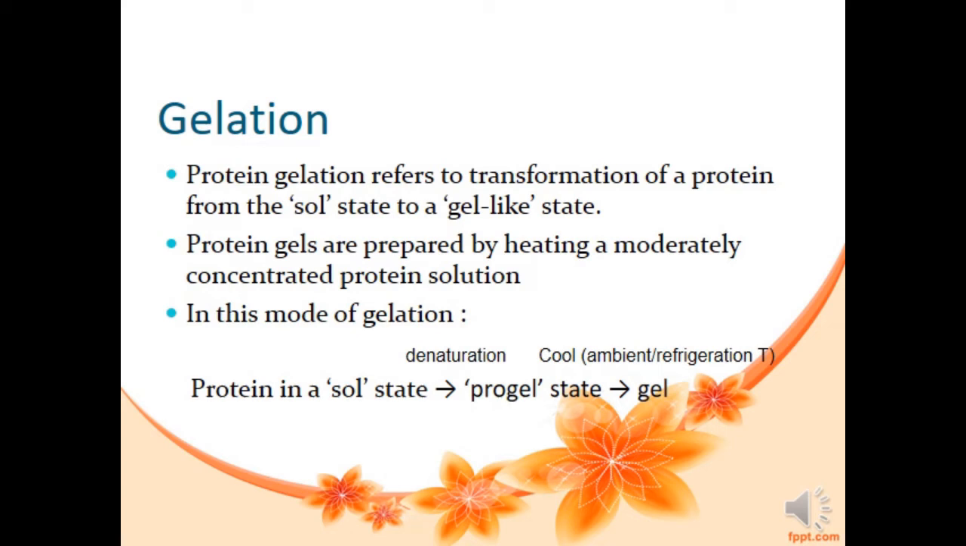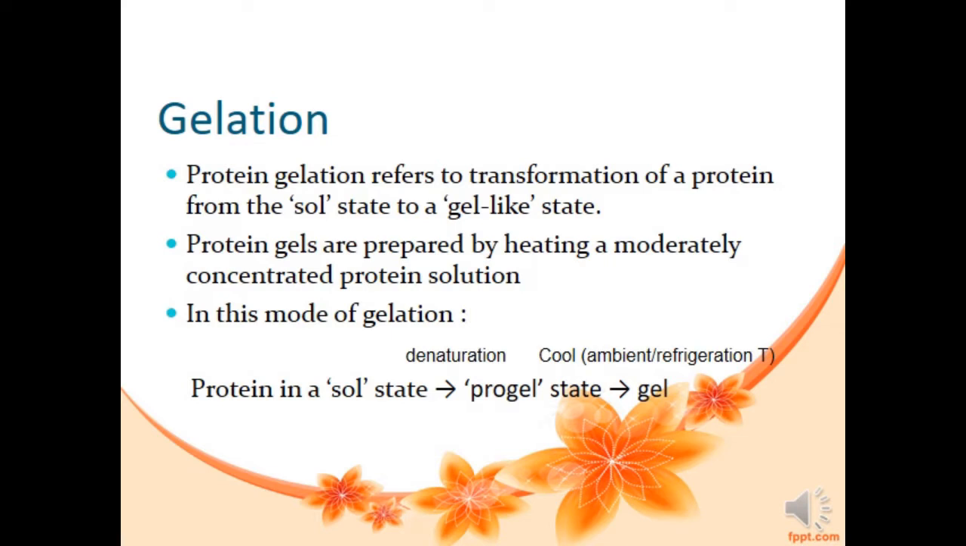The second part of protein is gelation. So what is protein gelation? Now, protein contributes significantly to the physical properties of food, and that includes its ability to build or to stabilize gel, foam, emulsion, and many more. So this gelation actually refers to the transformation of protein from the solid state to a gel-like state.